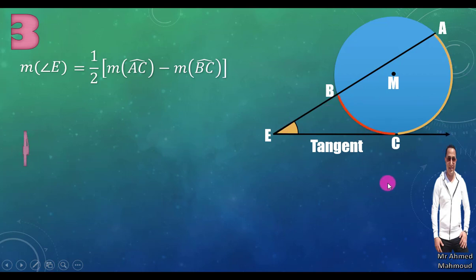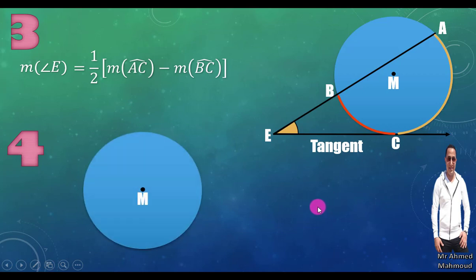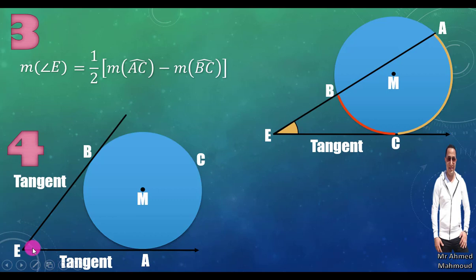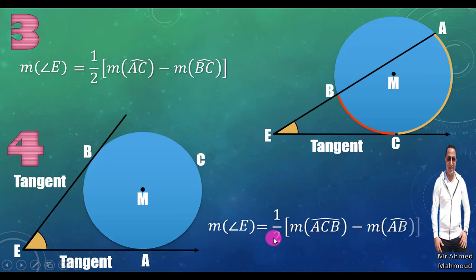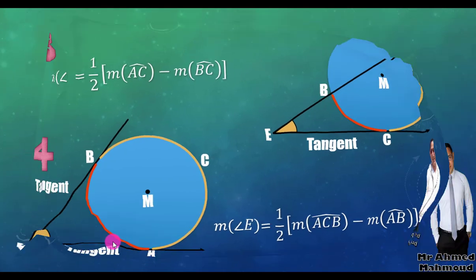Also, if we have two tangents, they form an angle between them. This angle equals half arc ACB minus arc AB. E equals half ACB minus AB. But remember here that arc ACB plus arc AB equals 360. Let's solve the next questions.